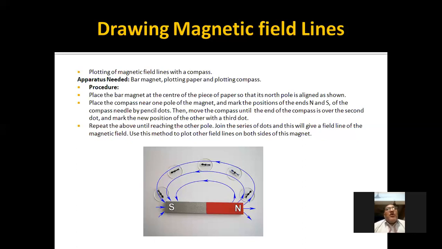And I will keep on doing this process until I reach from the North Pole to the South Pole. Then I will join those dots with each other and I will get a magnetic field line starting from the North Pole and reaching the South Pole. I will then start again from another location near the North Pole and continue putting dots until I reach the South Pole, and join those dots with a line. So this is how we will be able to draw magnetic field lines around a bar magnet with the help of a magnetic compass, paper, and pencil.